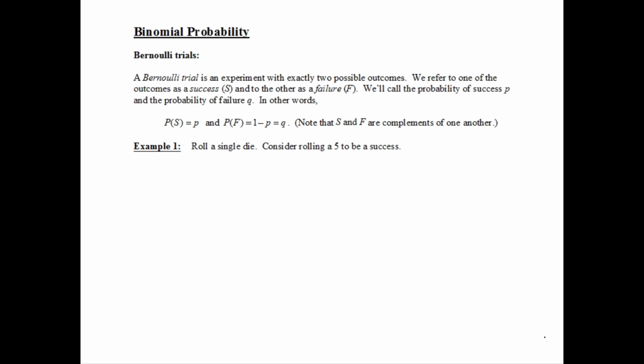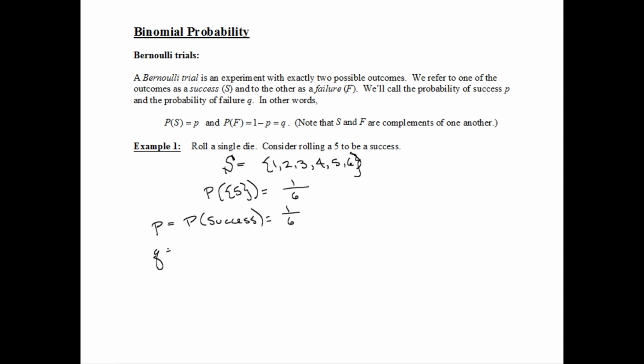Many times, if you have an experiment with several outcomes, you can rephrase it as a Bernoulli trial, in which we only have two outcomes, success and failure. So here, if we look at our usual sample space, if we roll a single die, our sample space will be the numbers 1, 2, 3, 4, 5, 6, and so our probability of obtaining a 5 will be 1/6. This is what we're going to call the probability of success. We'll call it lowercase p. Probability of success will be 1/6.